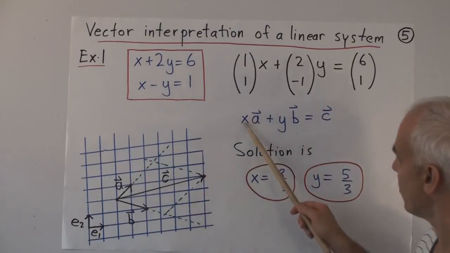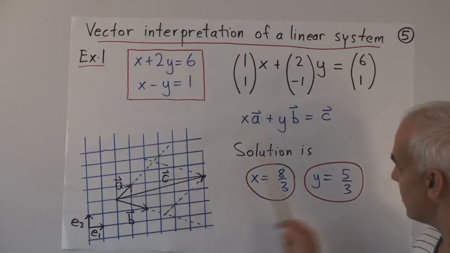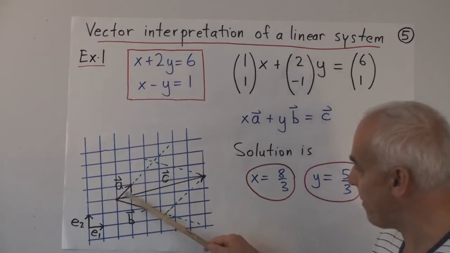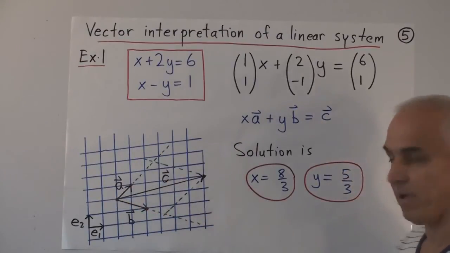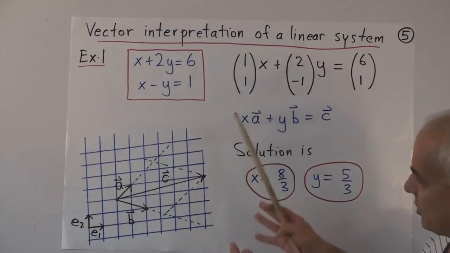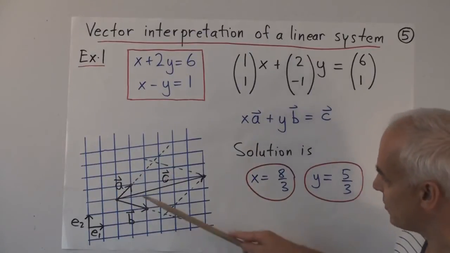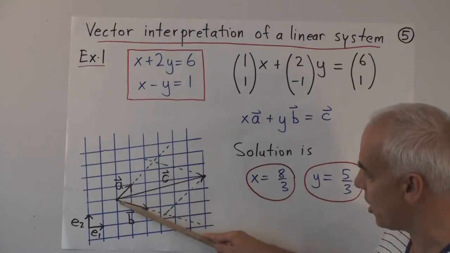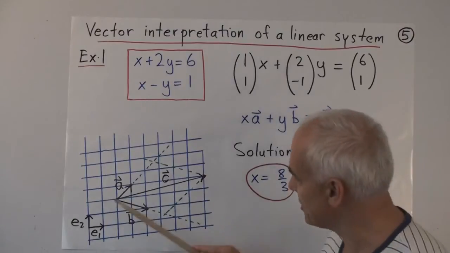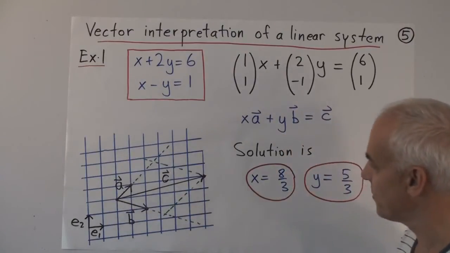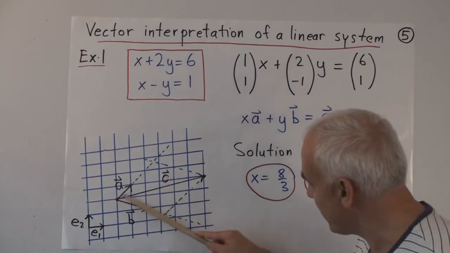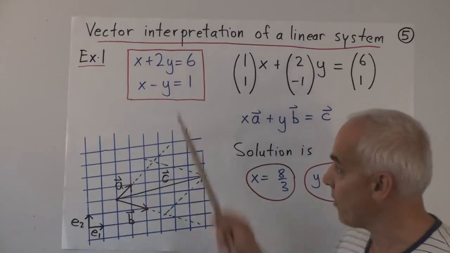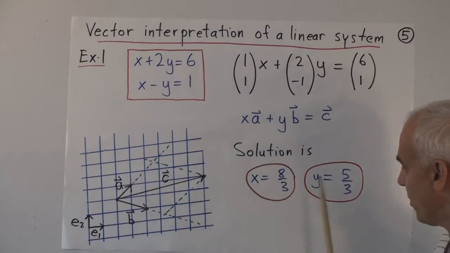So geometrically, what this equation is asking for is it's asking us to write C as a combination of A and B, as some multiple of A plus some multiple of B. And geometrically, we can see what that means is we have to create a parallelogram which has one corner there, whose sides are parallel to A and B. There's the parallelogram right there. This expresses C as that multiple of A plus that multiple of B. Now we've already solved this problem. We've seen that the solution is 8/3 and 5/3.